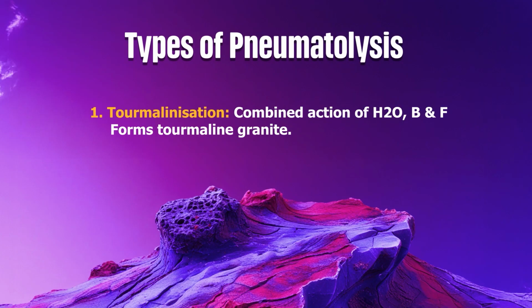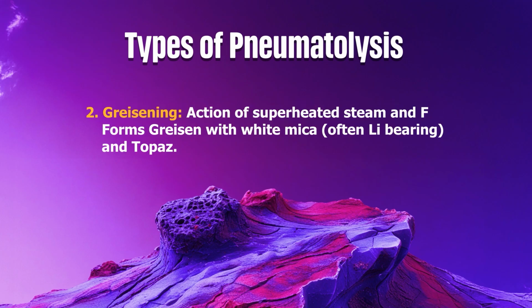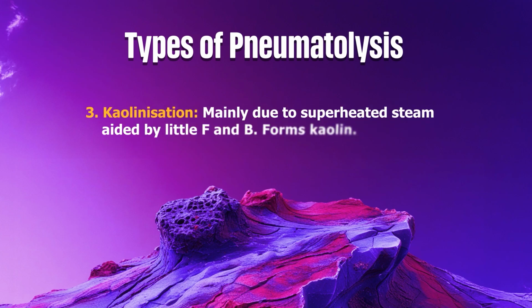Types of pneumatolysis. Number 1, the first type is tourmalinization, the combined effect of H2O, that is water vapor, boron and fluorine, forms tourmaline granite. Greisenization, action of superheated steam and fluorine, forms greisen with white mica, often lithium bearing mica, and topaz is formed. Kaolinization, mostly due to superheated steam aided by little fluorine and boron, forms mostly kaolin. Kaolin is a clay mineral.